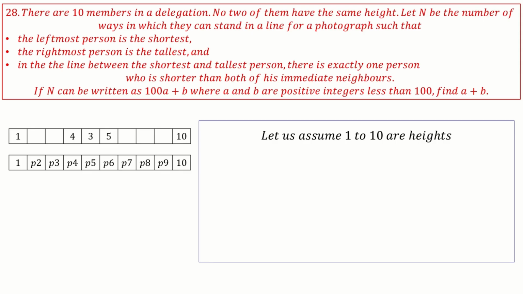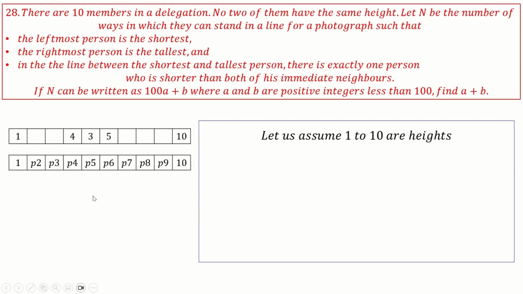The third condition says you can have, let's say, 3, and its neighboring people, both of their heights are 4 and 5, both taller than 3. Only one such instance is allowed, and the others should not be in this condition. So others should be either ascending or descending, whatever.